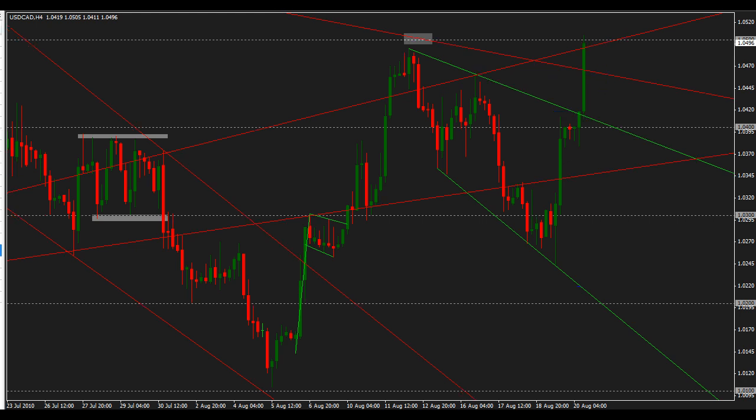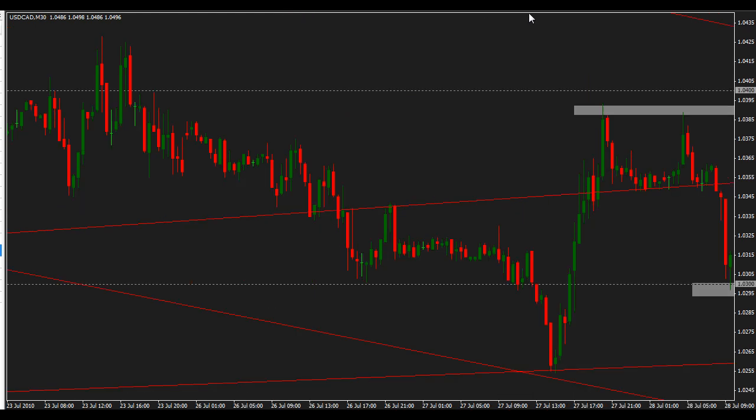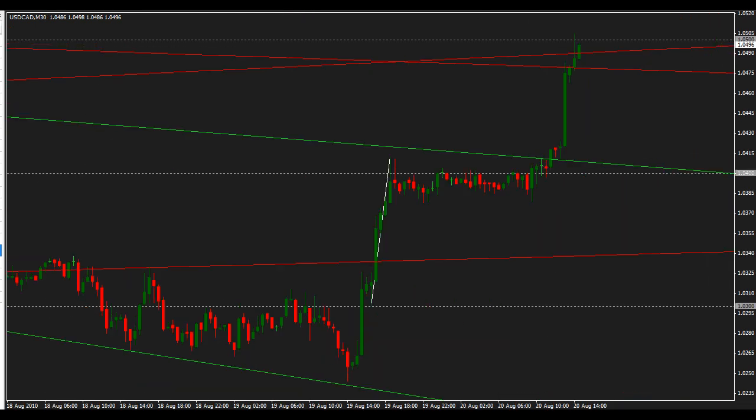Alright, so why did this trade end up failing? Well, let's scroll down to the 30-minute, and you'll notice a bullish pennant. Let me just draw that in real quick.